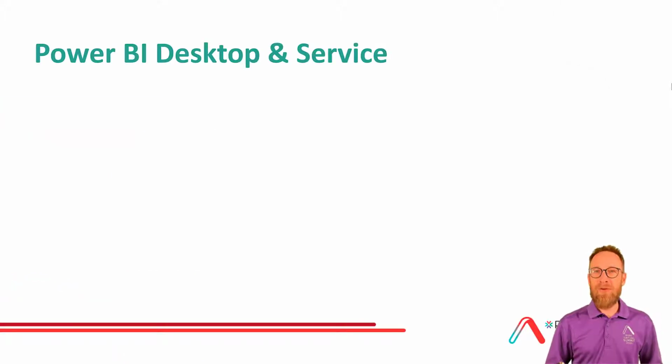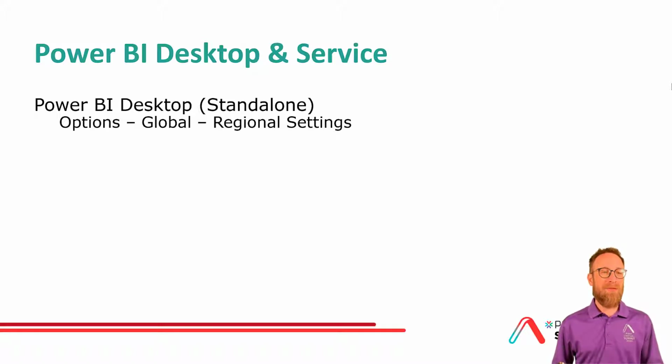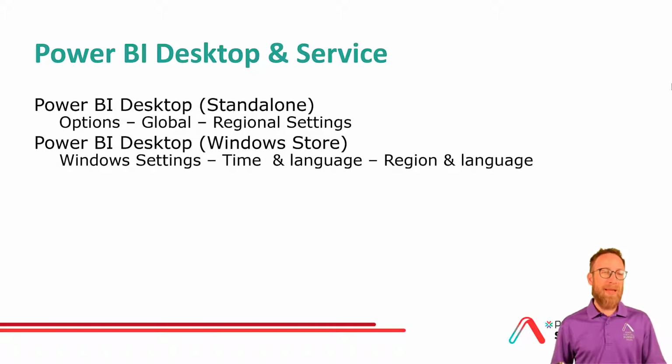Power BI Desktop and Service, of course, we can also customize the languages available there, or how Power BI Desktop or Service represents itself. For Power BI Desktop in the standalone version, so the one which you download and install with the MSI or exe file, you go to Options, Global and Regional Settings. In the Power BI Desktop version which you downloaded via the Windows Store, you have to change the language in your Windows settings. So Windows settings, Time and Language, and Region and Language.